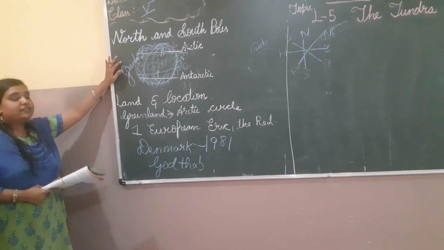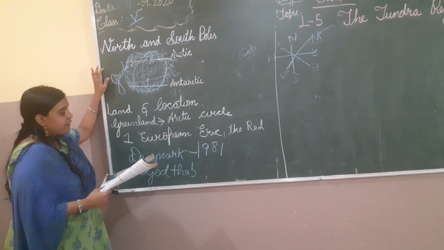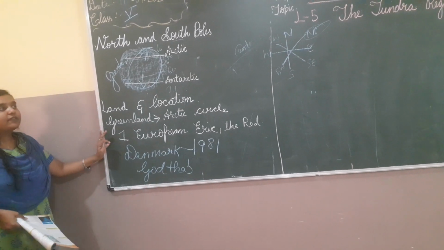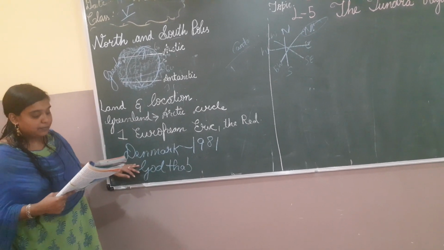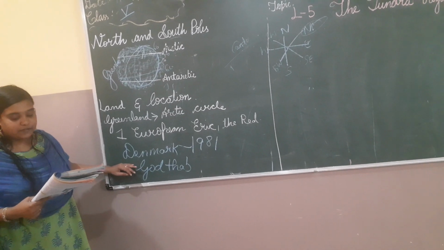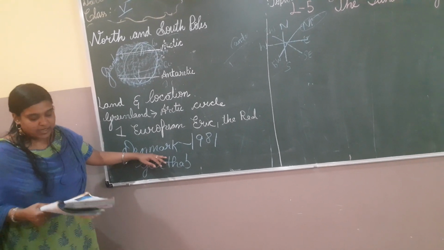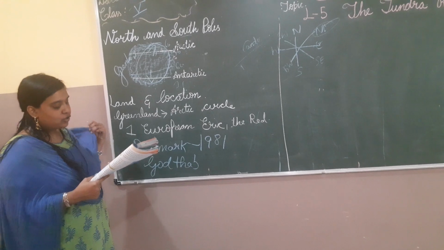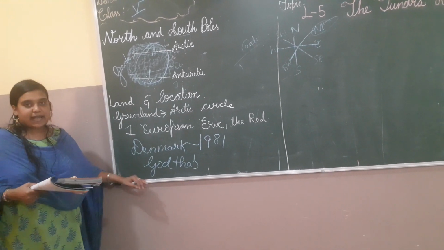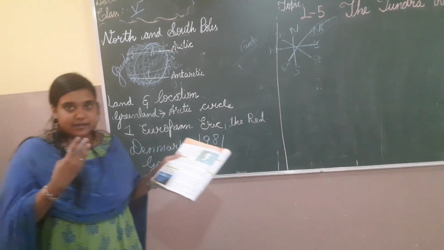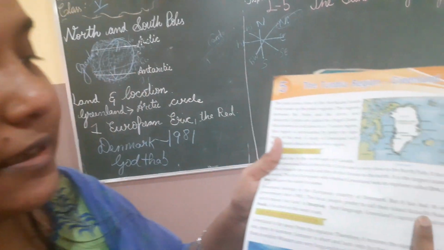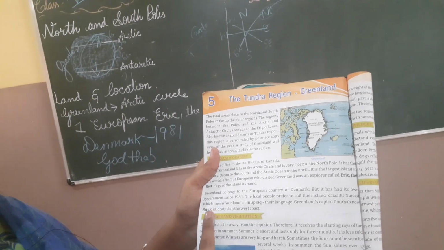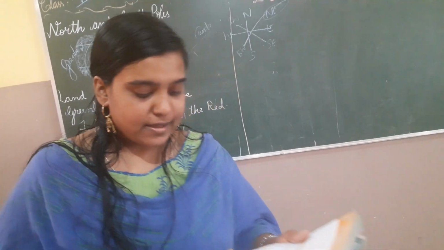It is the largest island in the world. The first European was Eric the Red, and he gave the name Greenland. Greenland belongs to the European country of Denmark, and in 1981 they formed their own government. People prefer to call their island Kalaallit Nunaat, which means our land. It is everything in your textbook, children. If you are not able to get my words, see here. Greenland's capital is Godthaab, now known as Nuuk, which is located on the west coast.